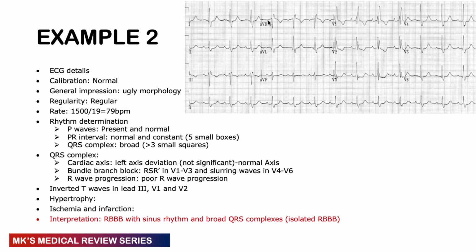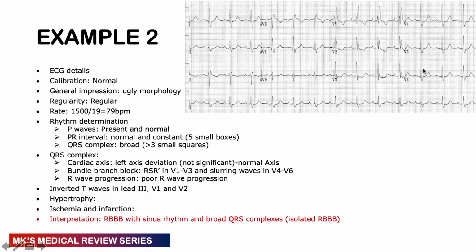We look now for any bundle branch blocks. We can see that in lead V1, there are these rabbit ears, the RSR prime pattern. We can also see it much more prominently in V2, RSR prime pattern in V2. We can also see it in V3. And then when we come now to V4, V5, and V6, as we can see, there's slurring of the S waves.